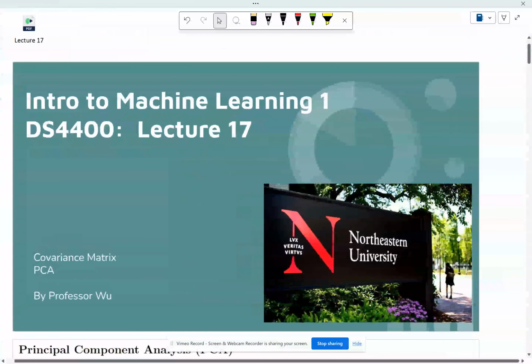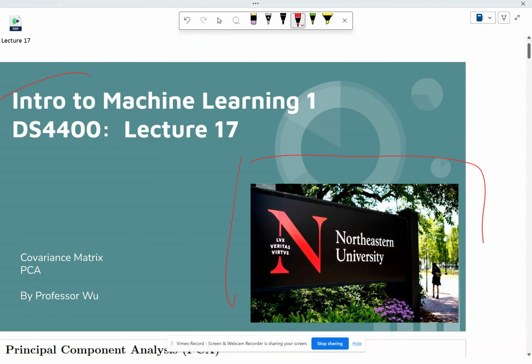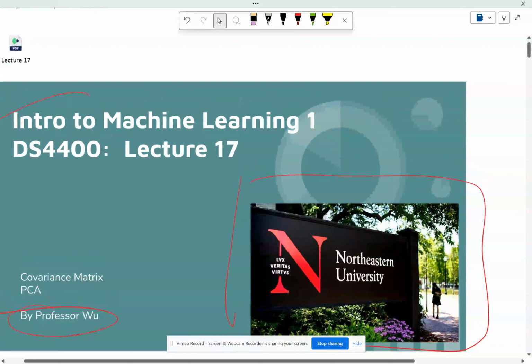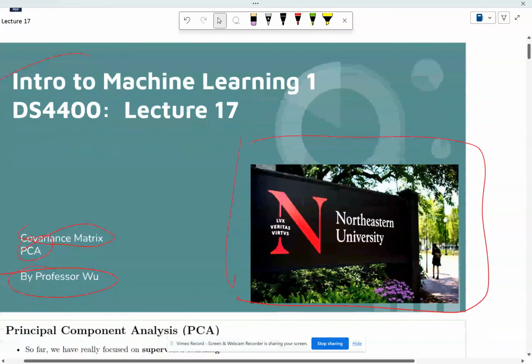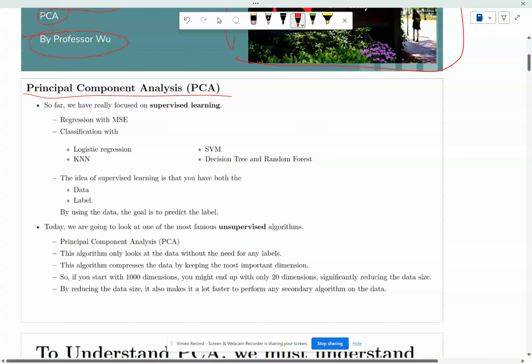All right, welcome everybody to lecture 17 of Intro to Machine Learning, DS 4400. This is a Northeastern class, and I am Professor Wu. So today we're going to talk about this concept called the covariance matrix, as well as principal component analysis, also known as PCA. So principal component analysis, okay, that's the topic for today.